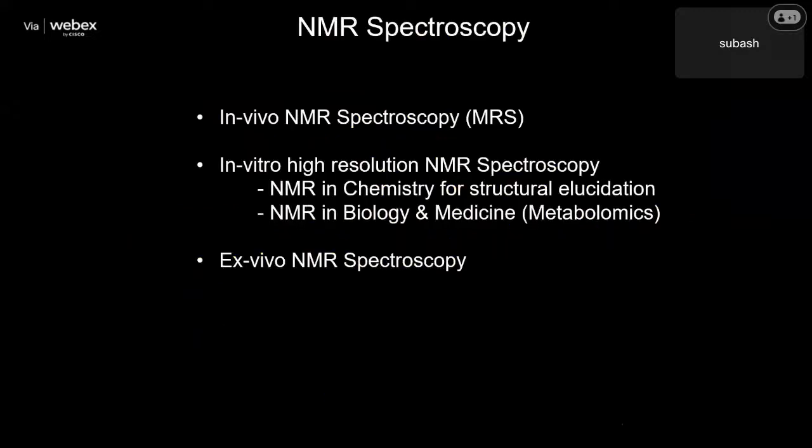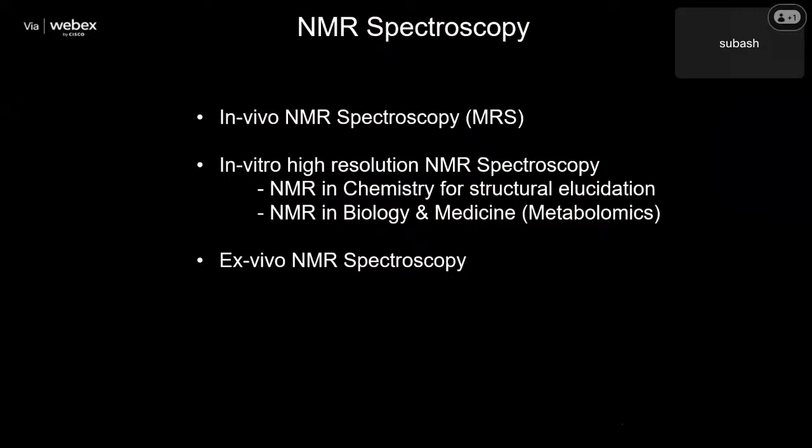So when we talk of NMR spectroscopy, we have in vivo NMR spectroscopy, which we usually call MRS, magnetic resonance spectroscopy, or clinical spectroscopy. Then you have in vitro high resolution NMR spectroscopy, and all people who are in chemistry know how NMR is used for structural elucidation of molecules. And then NMR in biology and medicine, high resolution NMR, where you can take body fluids, urine, blood or saliva or CSF, and perform high resolution NMR to look at the fingerprints or markers, disease markers of different disease conditions.